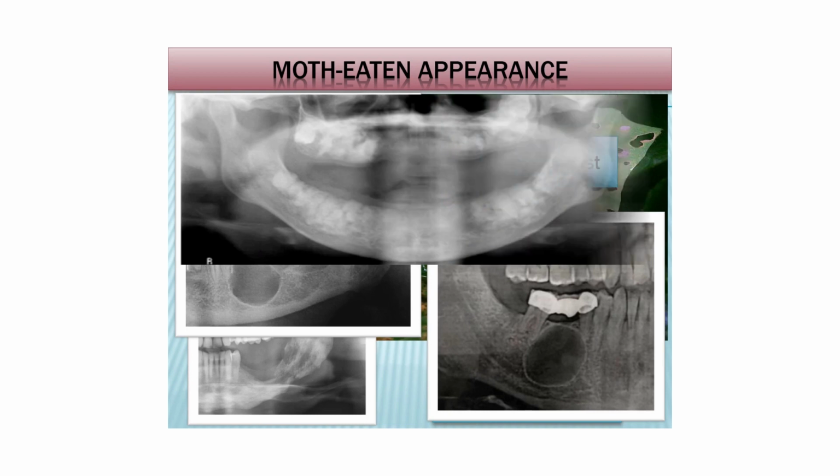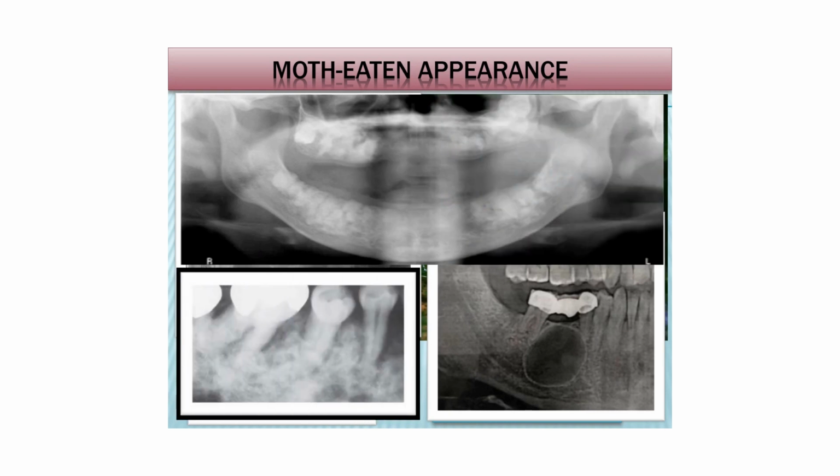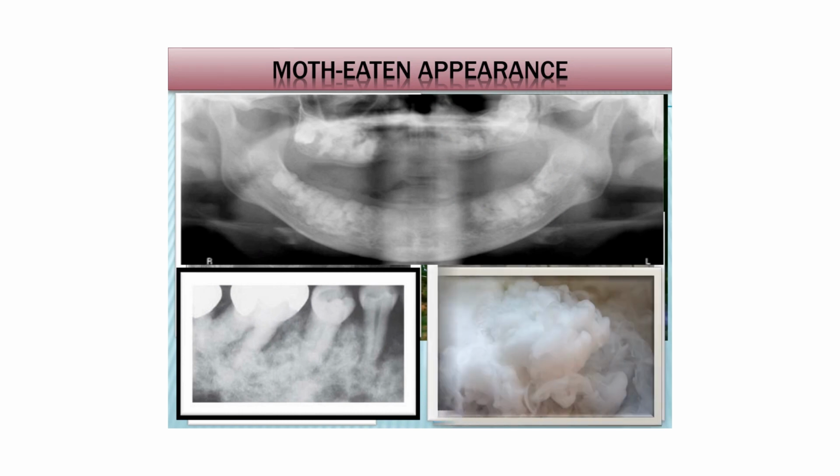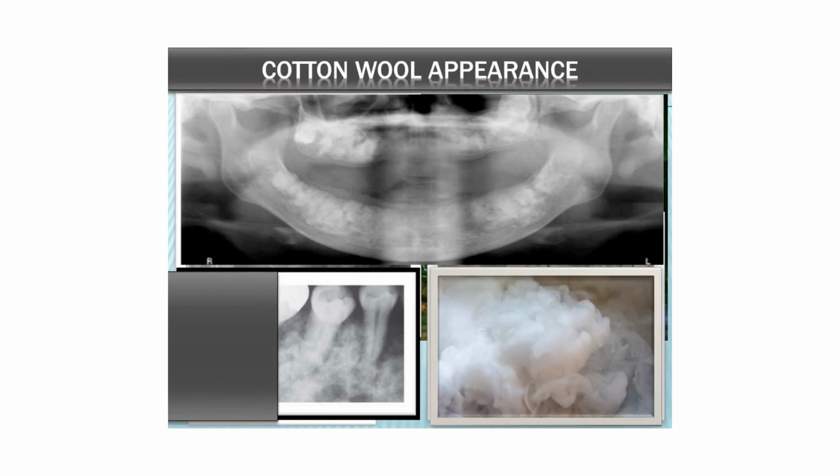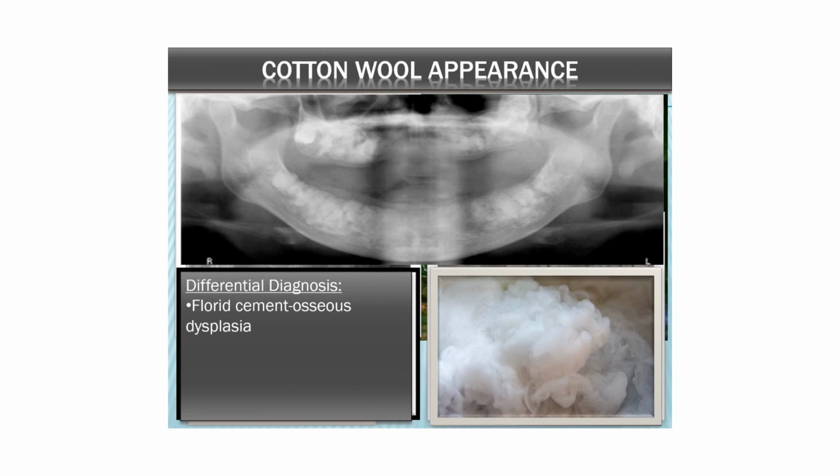A radiolucent lesion with multiple rounded, dense, radioopaque patches of abnormal bone creating a cotton wool appearance are seen in florid cementoosseous dysplasia, the later stages of Paget's disease, and chronic diffuse sclerosing osteomyelitis.